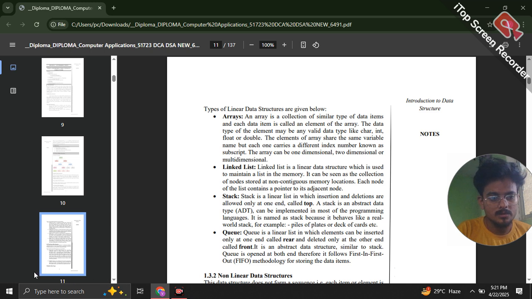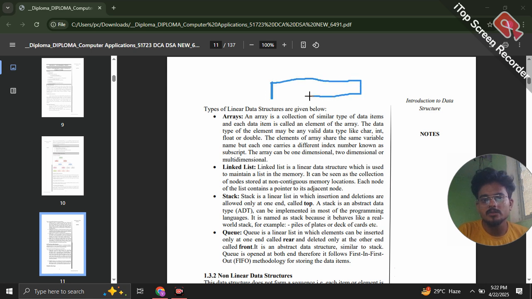With this, I will use navy blue type. So we will discuss array. This is array. For example, we will just draw a rectangular shape.